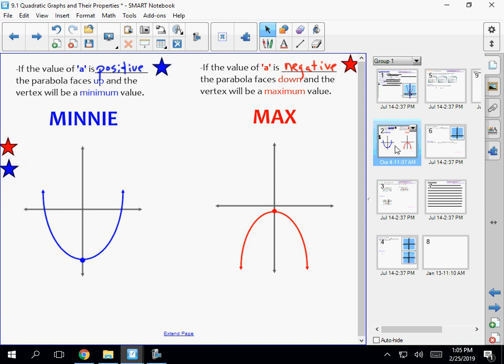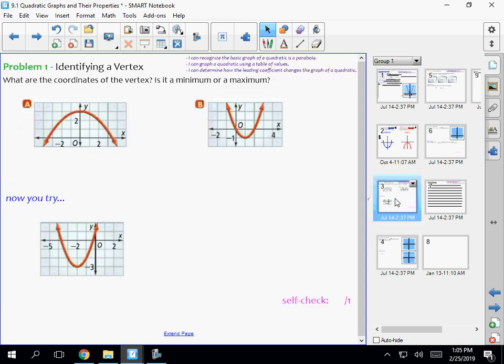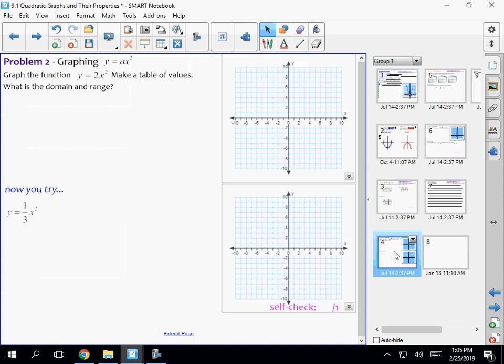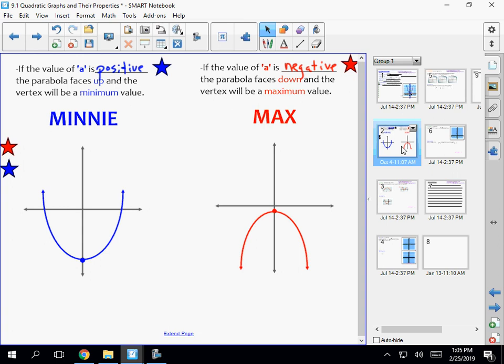I need an equation, let me find one. You just look right here, that's positive. If I put a negative sign in front of it, it would face down instead of up. And that's just helpful to know if you're going to quickly graph it.